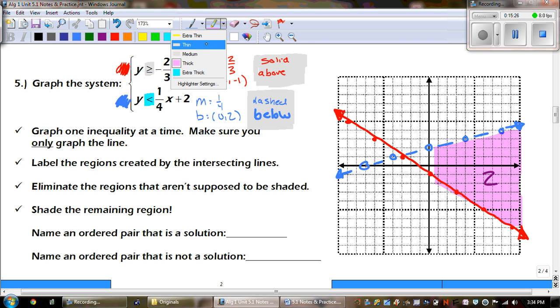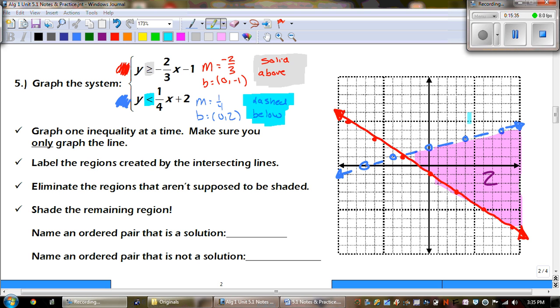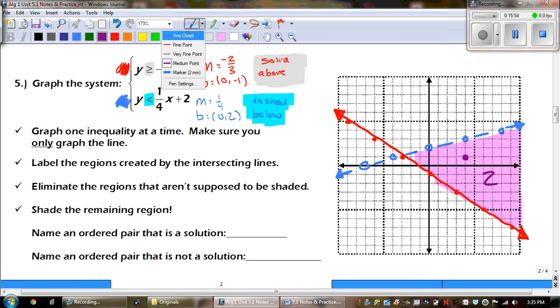Okay, so 2 was our answer, and that's exactly how it should look. Now that we've graphed everything, we need to name an ordered pair that is a solution. You can go anywhere within the graph. I'm just going to go right there. That's the point 1, 2, 3, 4, 1. So an ordered pair that is a solution would be the point (4, 1).